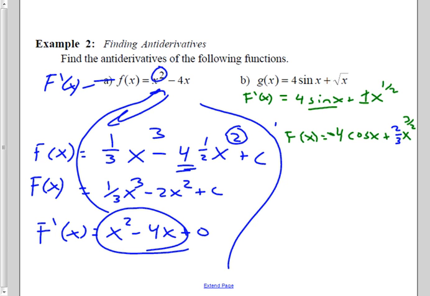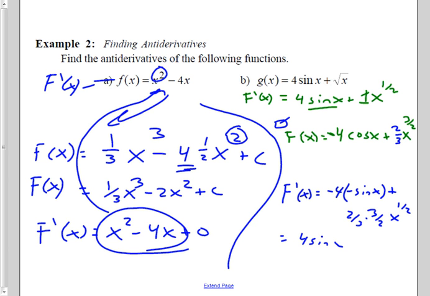And this is done, but let's just check. If I take the derivative, it's negative 4 times negative sine x plus 2/3 times 3/2 x to the 1/2, which equals 4 sine x plus x to the 1/2.